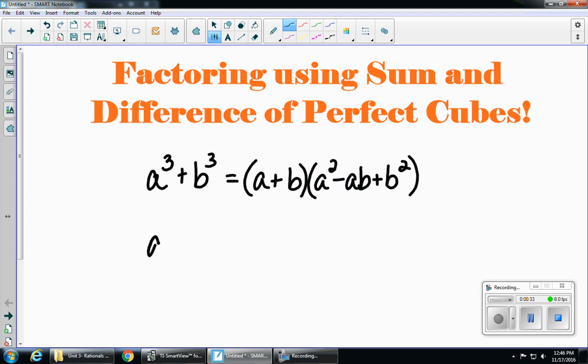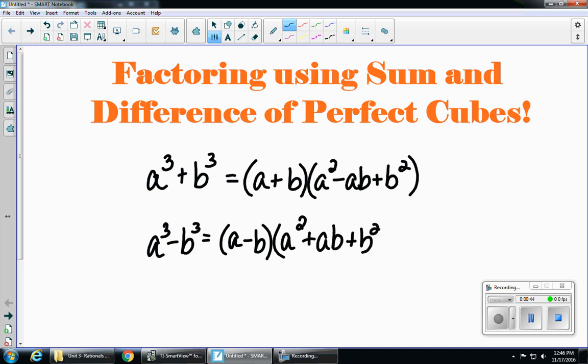And if I had a cubed minus b cubed, this factors to be a minus b times a squared plus ab plus b squared. So I'm going to give you a few tricks to help you remember these formulas.